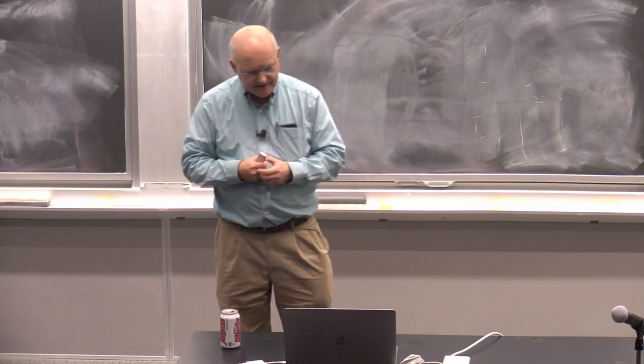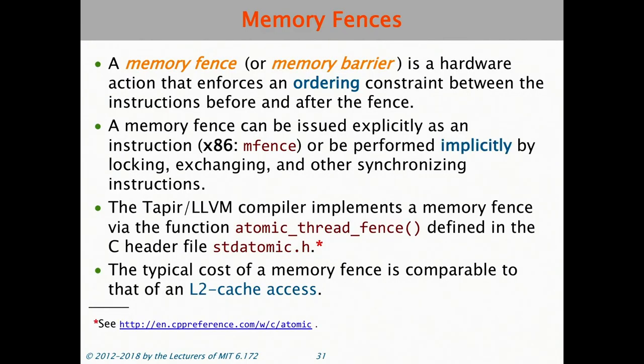Okay, so a memory fence is a hardware action that forces an ordering constraint between the instructions before and after the fence. So the idea is you can put a memory fence in there, and that memory fence can't be reordered with things around it. It maintains its relative ordering to other things. And that way you can prevent reordering. One way you could make any code sequentially consistent is to put a memory fence between every instruction. Not very practical, but there's a subset of those that actually would matter. So the idea is to put in just the right ones.